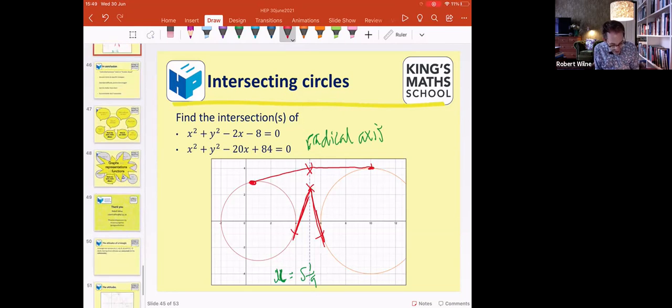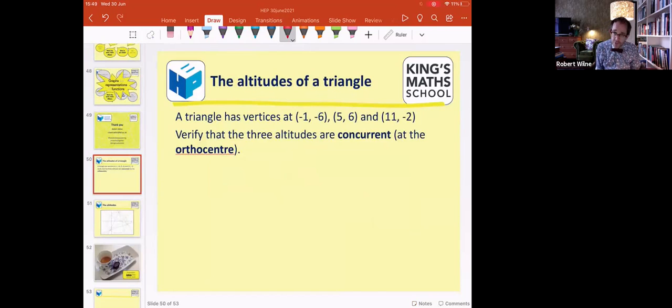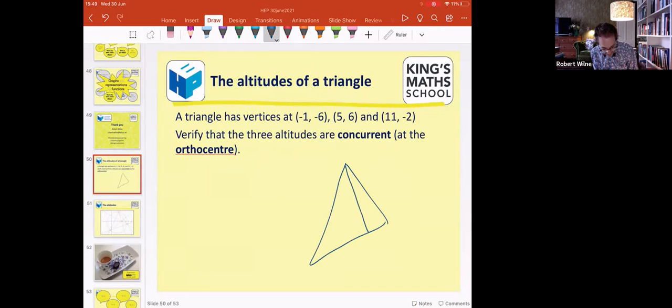And the last thing I wanted to mention is about altitudes of a triangle. So the altitudes are the heights of a triangle. The altitude of a triangle is the height from one vertex to the opposite side. So the altitudes are like that, and it looks like they intersect at one point, and they do. They are always concurrent, and they're concurrent at a point called the orthocenter.